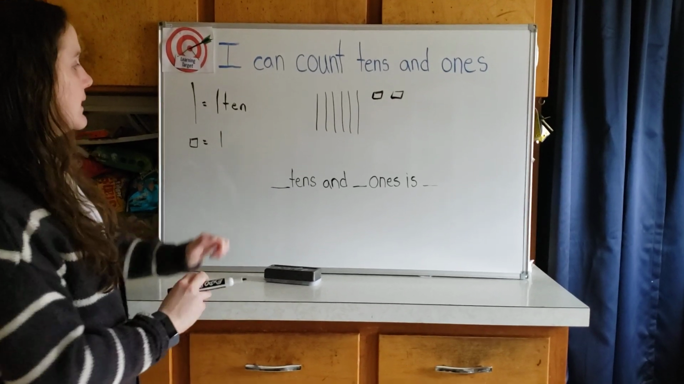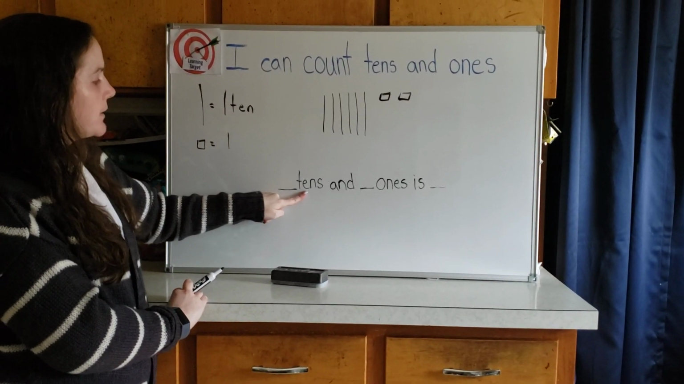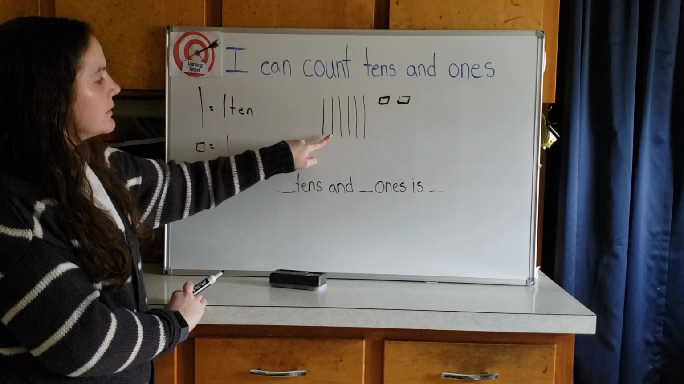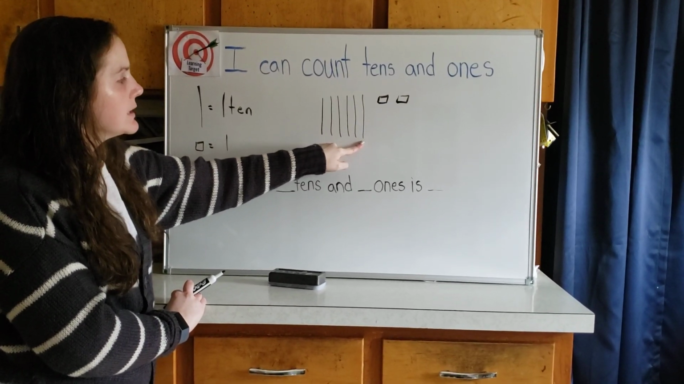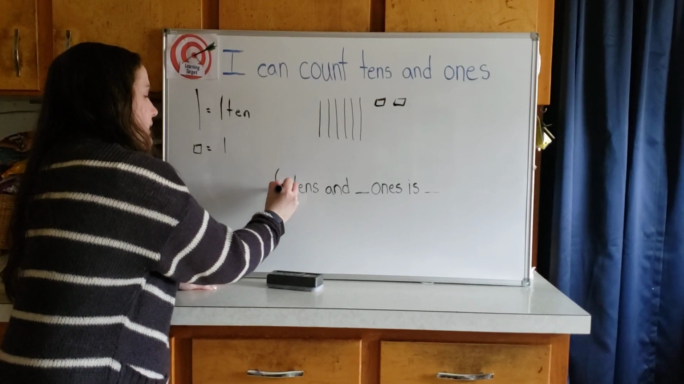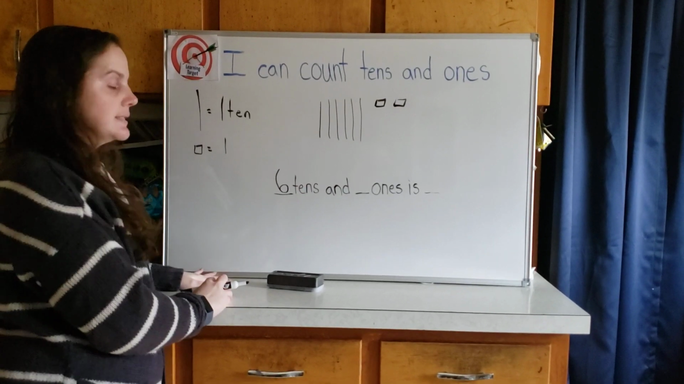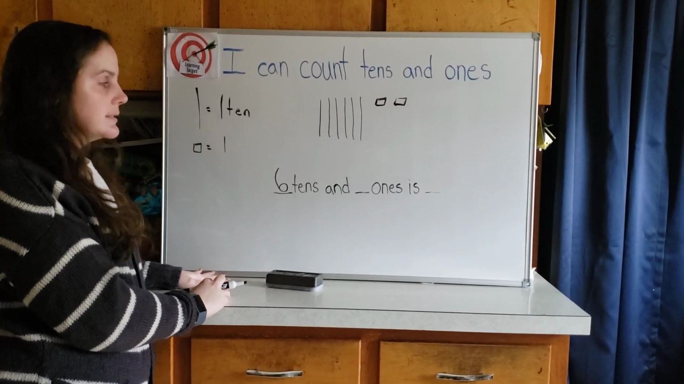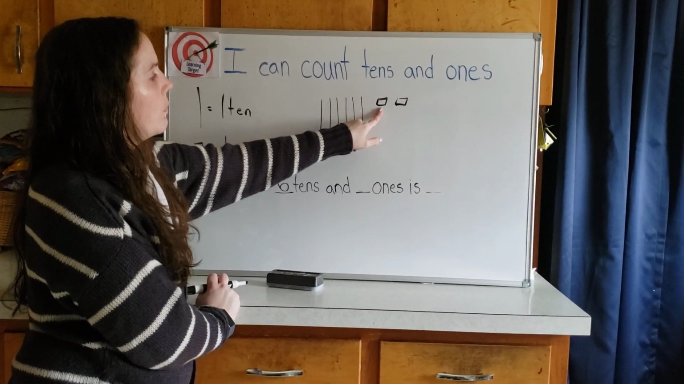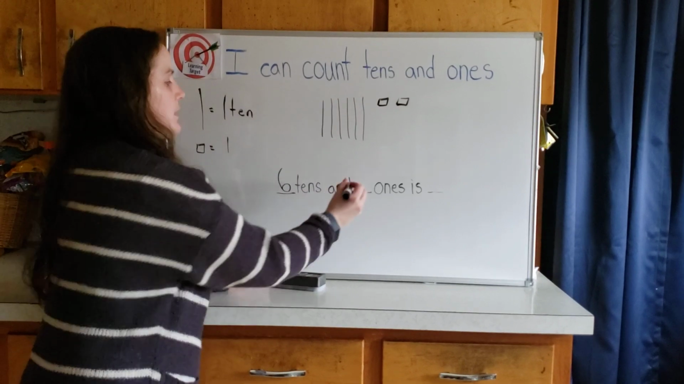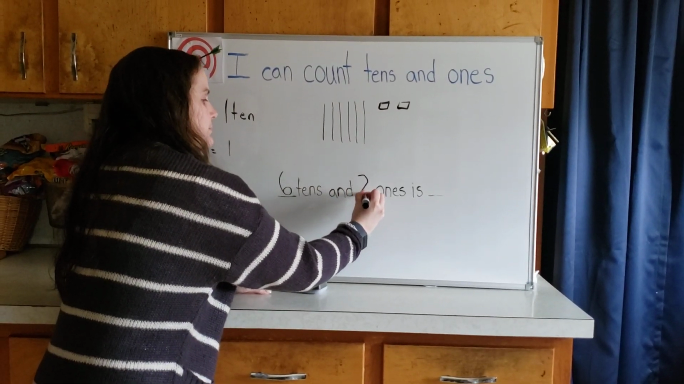All right, let's see if you were right. We start with our tens. There's 1, 2, 3, 4, 5, 6. So I'm going to put 6 next to the word tens. Did you think there were 6 tens? Good job. All right, now let's count our ones. 1, 2. Did you see the 2 ones?